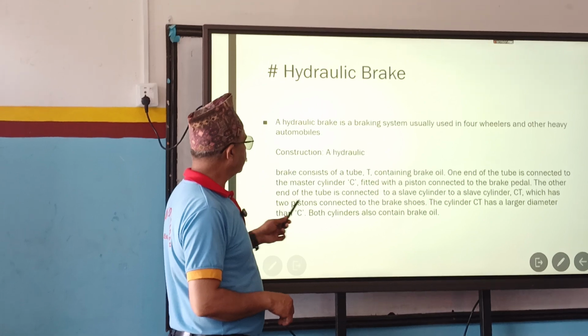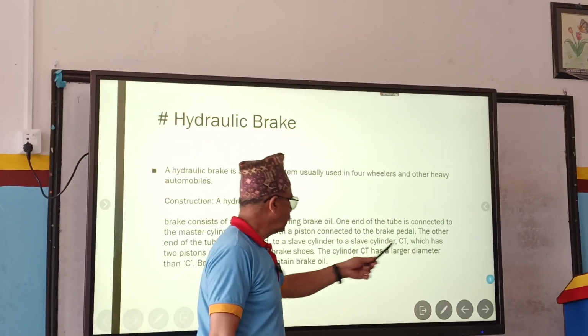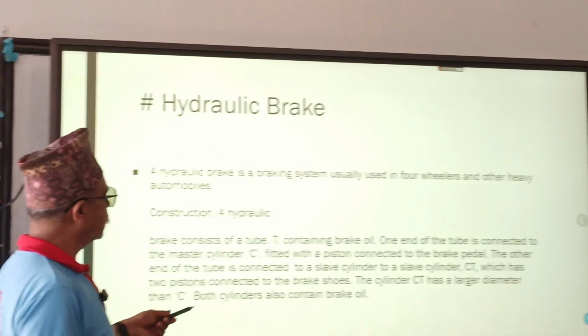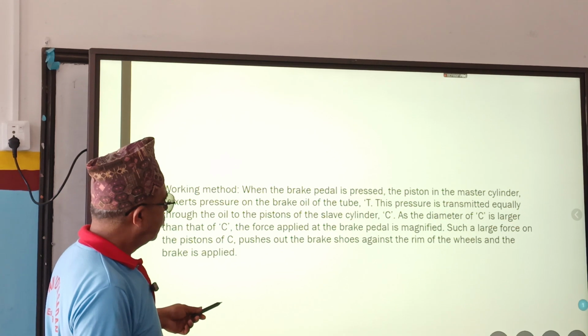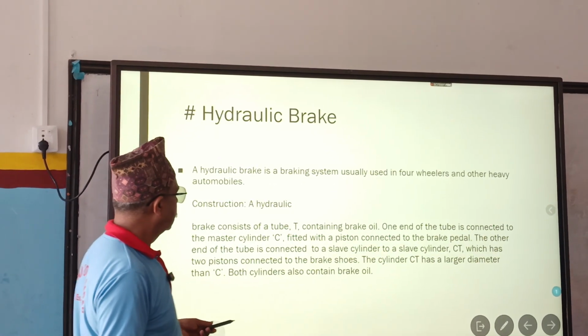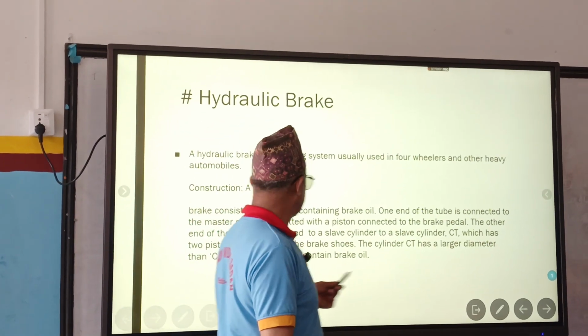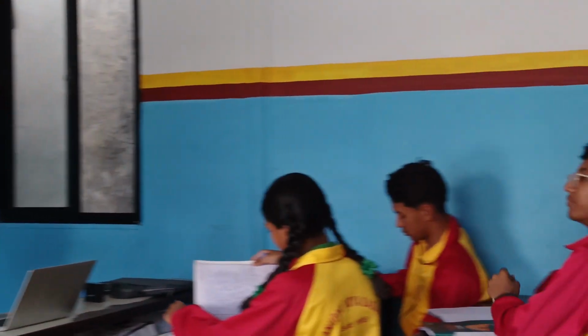The other end of the tube is connected to a slave cylinder CT, which has two pistons connected to the brake shoes. The cylinder CT has a larger diameter than C. Both cylinders also contain brake oil.